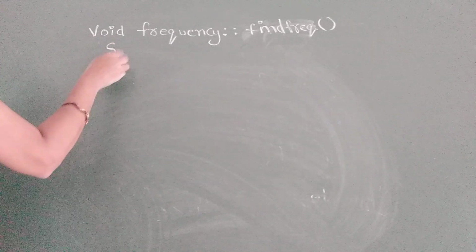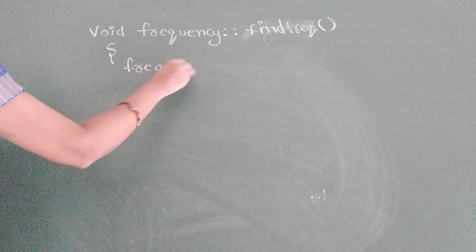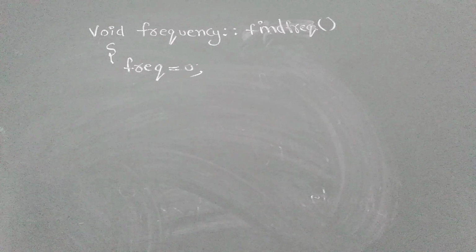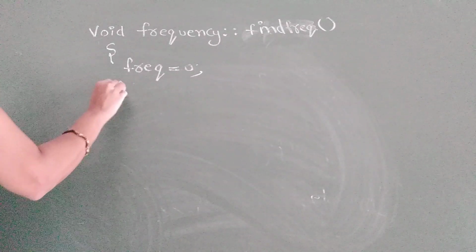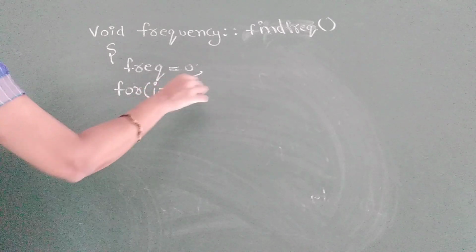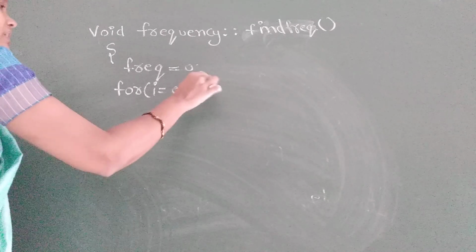frequency is equal to 0. For i is equal to 0, for i is equal to 0, I am afraid I will make a mistake, so I am seeing and writing.